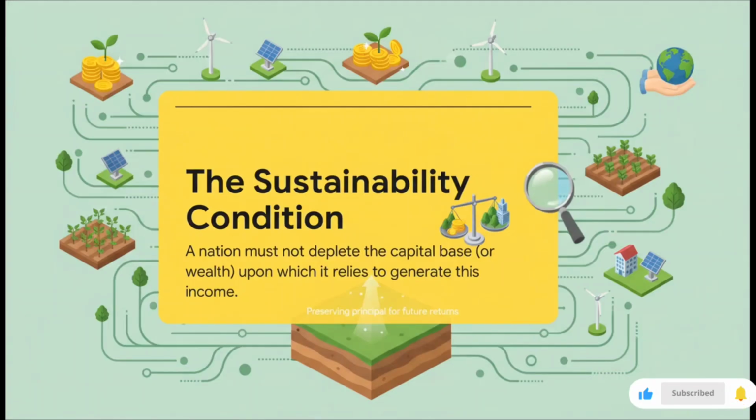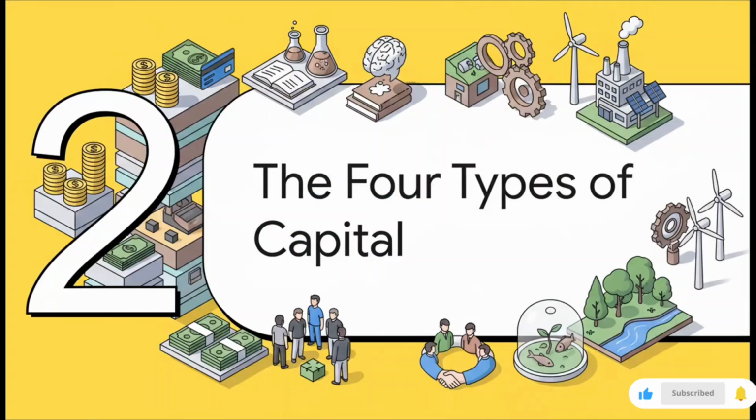So here's the bottom line. When we apply that exact same idea to a whole country, sustainability means the nation can only use up the income its total wealth generates. It absolutely cannot make future generations poorer by draining its foundational wealth, its capital base. It's all about preserving that principle to guarantee future returns. Which, of course, brings us to the next logical question.